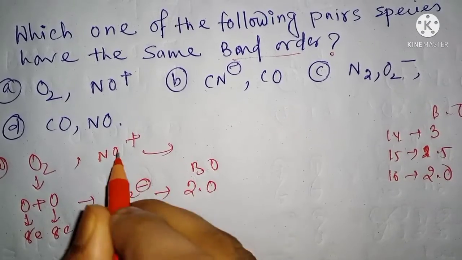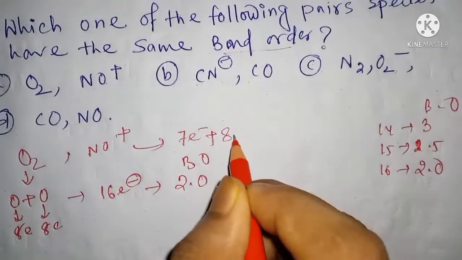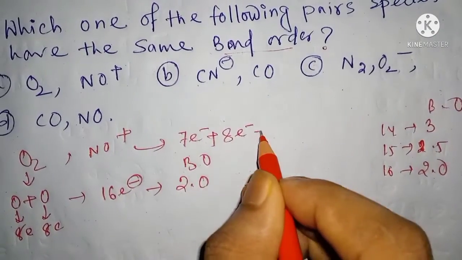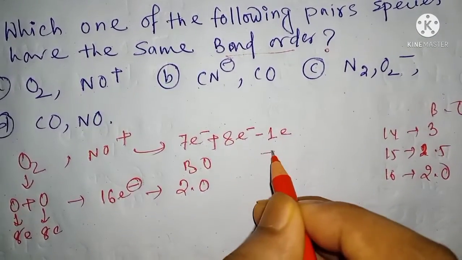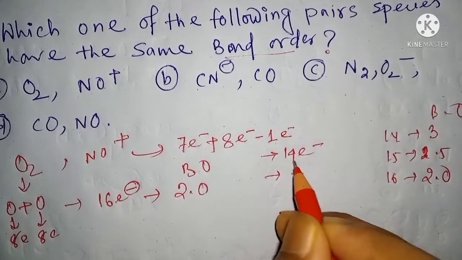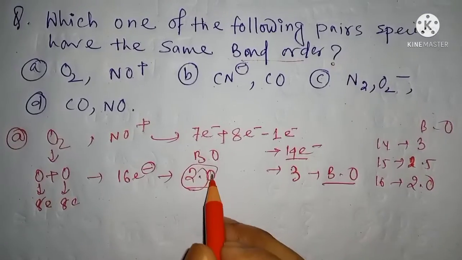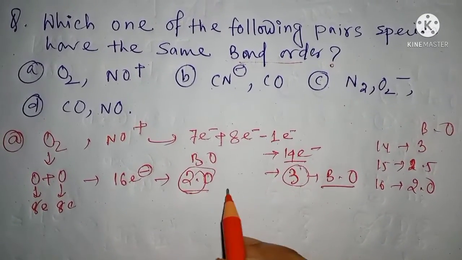Now in case of NO plus, nitrogen has 7 electrons and oxygen has 8 electrons, and 1 positive charge means 1 electron removed. So total this is 14 electrons. So bond order for 14 electrons is 3. O2 is 2.0 and NO plus is 3, so there is a different bond order.